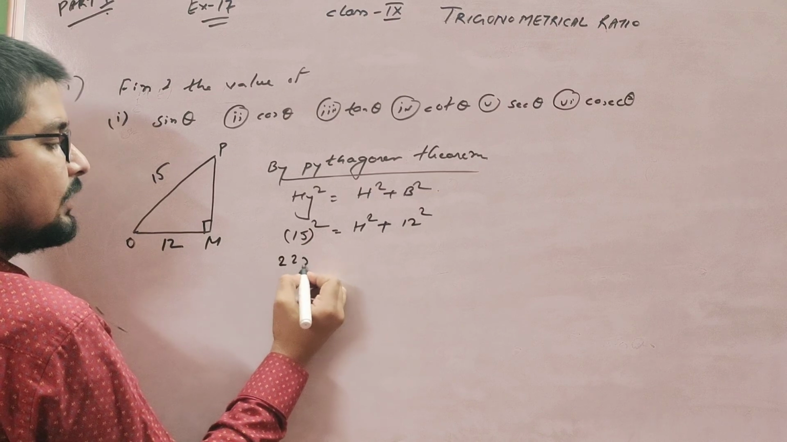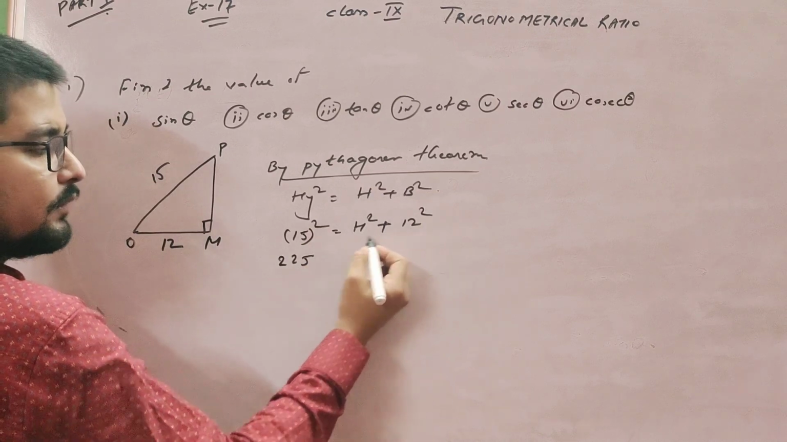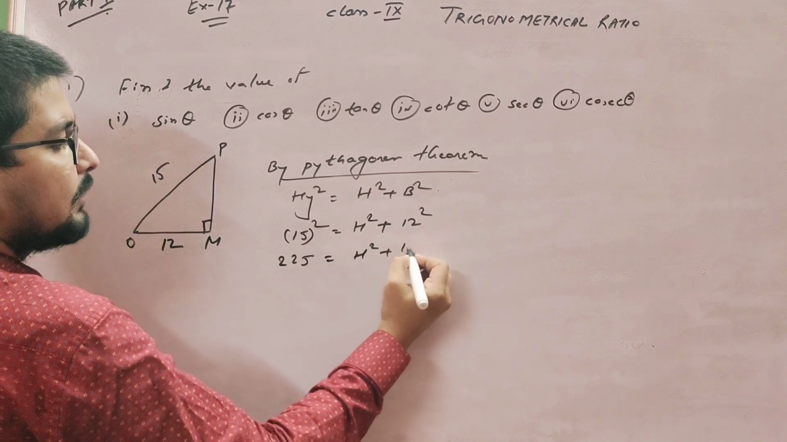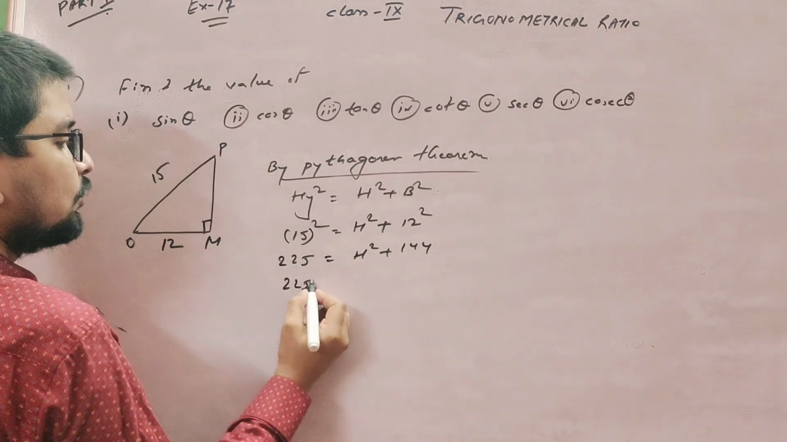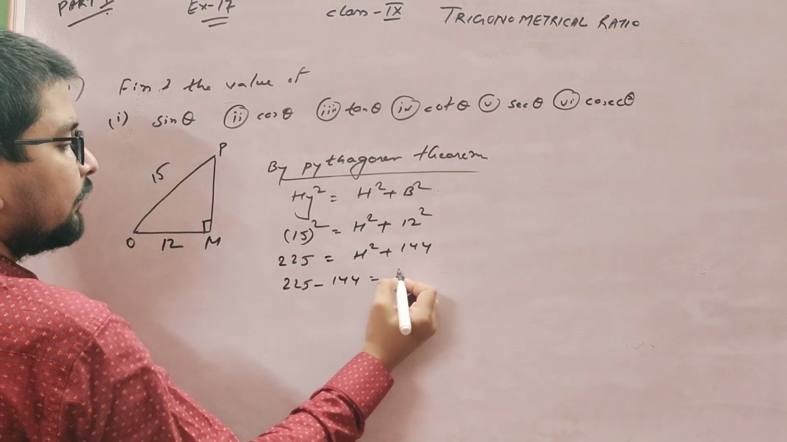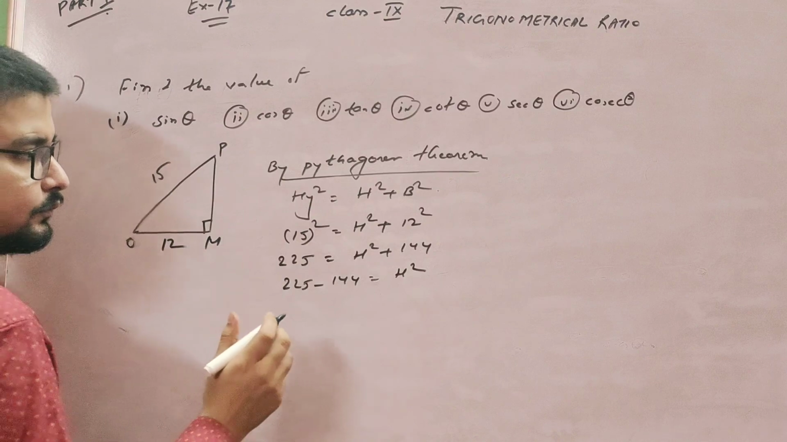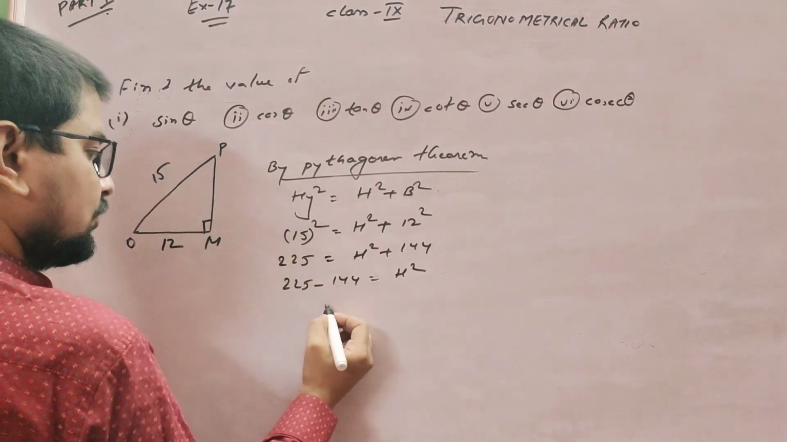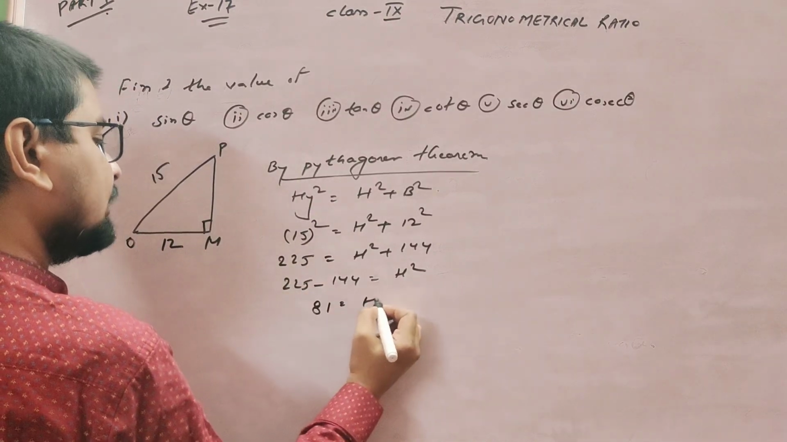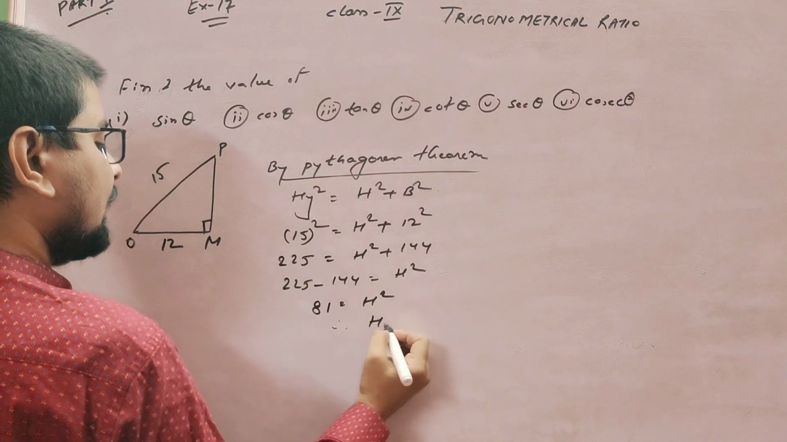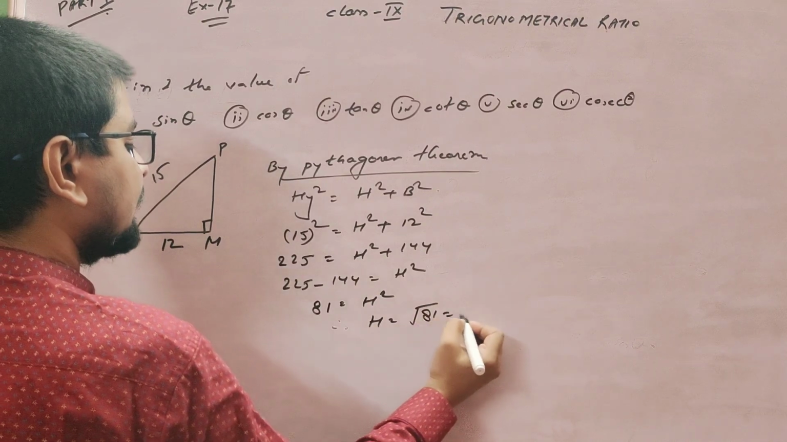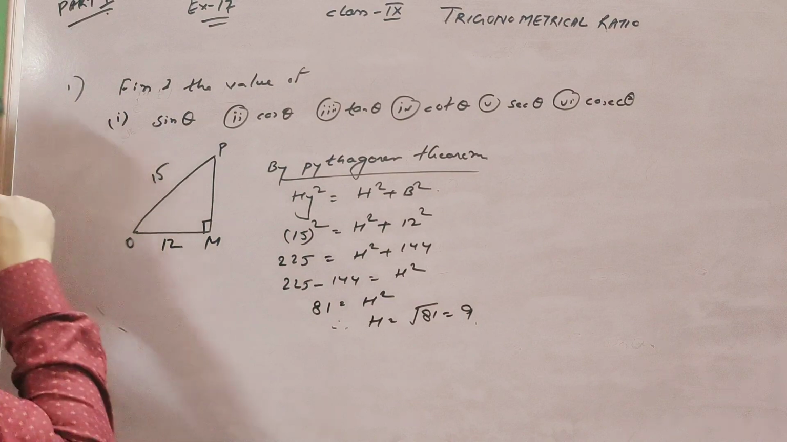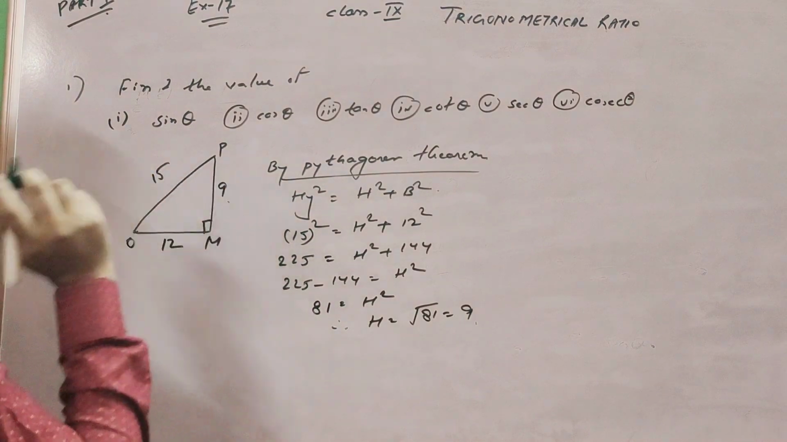So 15 square is 225, and 12 square is 144, so 225 equals height square plus 144. So 225 minus 144 equals h square. So 81 equals height square. Therefore height equals root under 81, that is 9. So this is your 9.